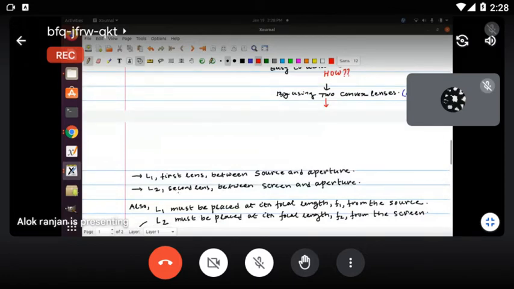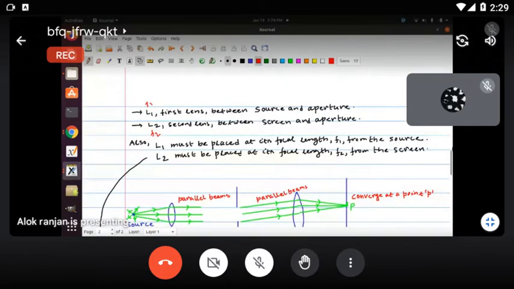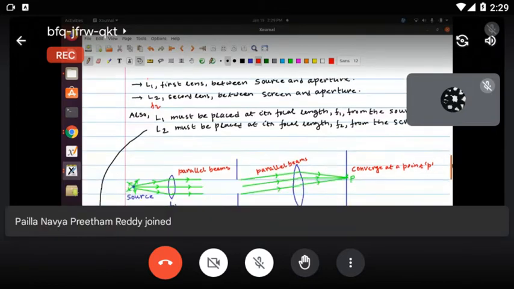Let's say L1 is the first lens between source and apparatus with focal length f1, and L2 is the second lens with focal length f2. The second lens must be placed between screen and apparatus. The first lens, which is kept between source and apparatus, must be at its focal length f1 from the source, as represented by the schematic diagram.